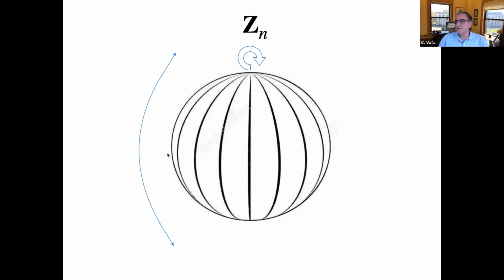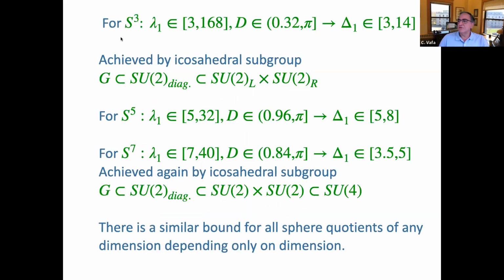But maybe we are not being creative. Maybe higher dimensional spheres are different. Maybe we can do more exotic groups and so on. How about those? It turns out none of them work. So let's consider, for example, the 3-sphere.